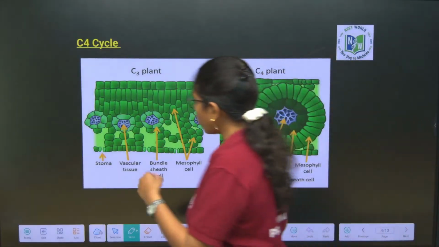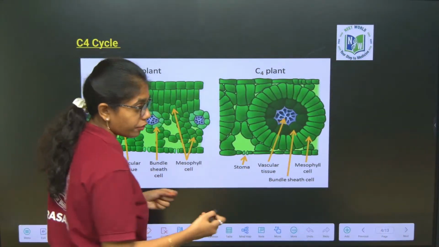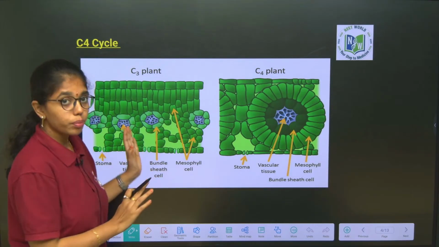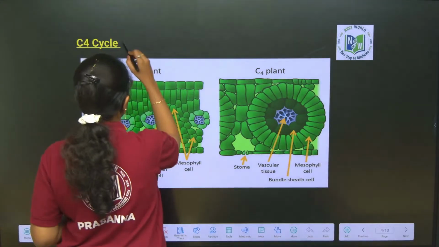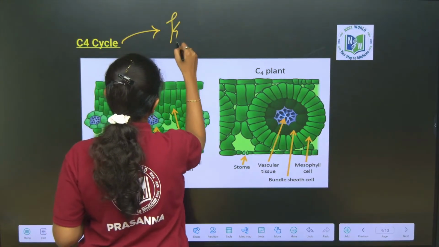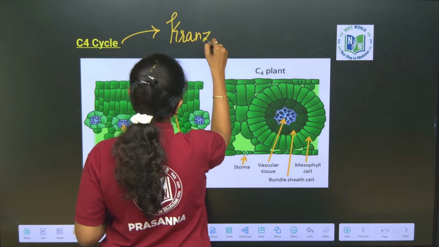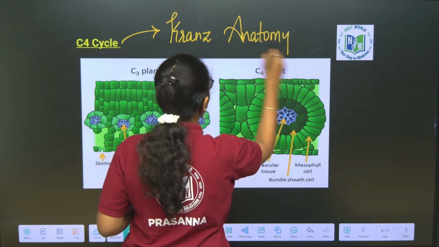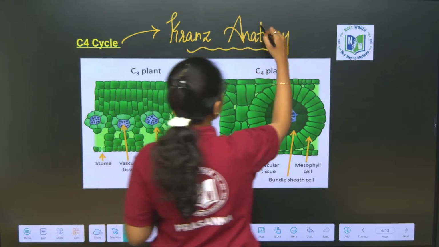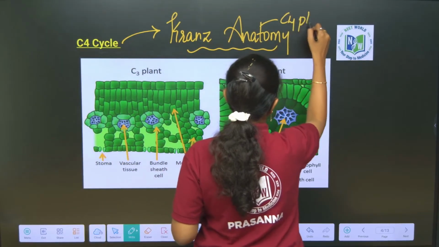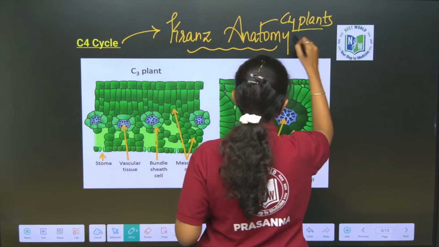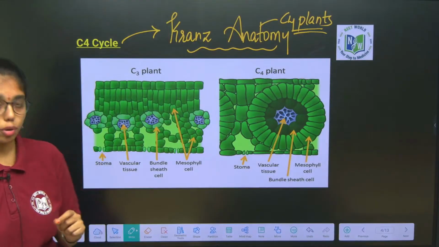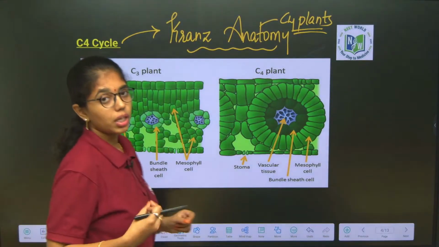Before learning about both C3 and C4 and the mechanism of action of this C4 cycle, we have to be clear about the Kranz anatomy. So, what is Kranz anatomy? Kranz anatomy is only seen in C4 plants. C4 plants are what plants? Tropical plants. In tropical plants, those are C4 plants, wherein Kranz anatomy is observed.